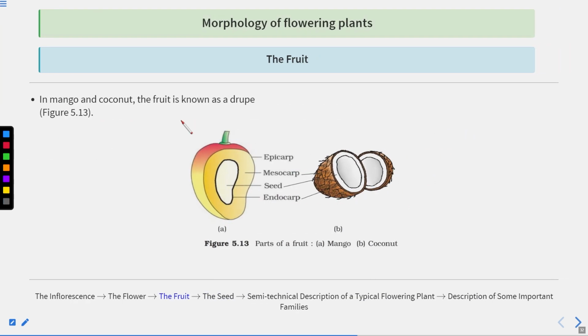Here you can see, this is a fleshy fruit. Mango is a fleshy fruit. This is the dry one. Now here you can see the epicarp, this outer covering. This is the mesocarp, and this is the seed, but this black colored lining is called the endocarp. So the pericarp is divided into three layers. These two fruits are called drupe. The mango and the coconut are fruits known as drupe.